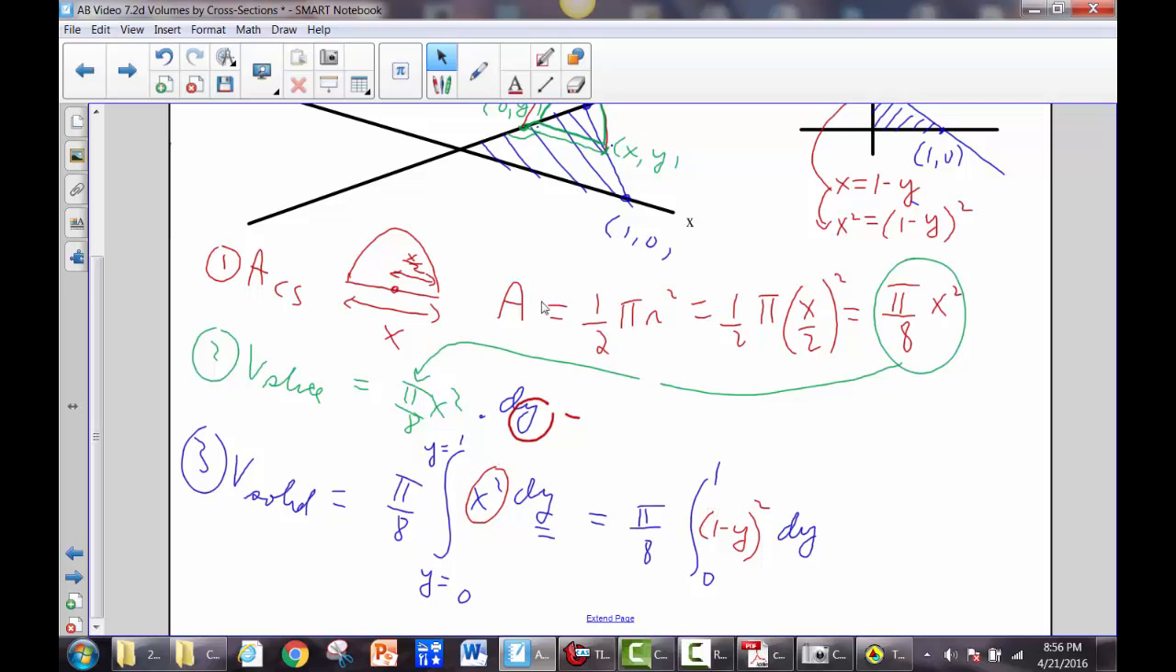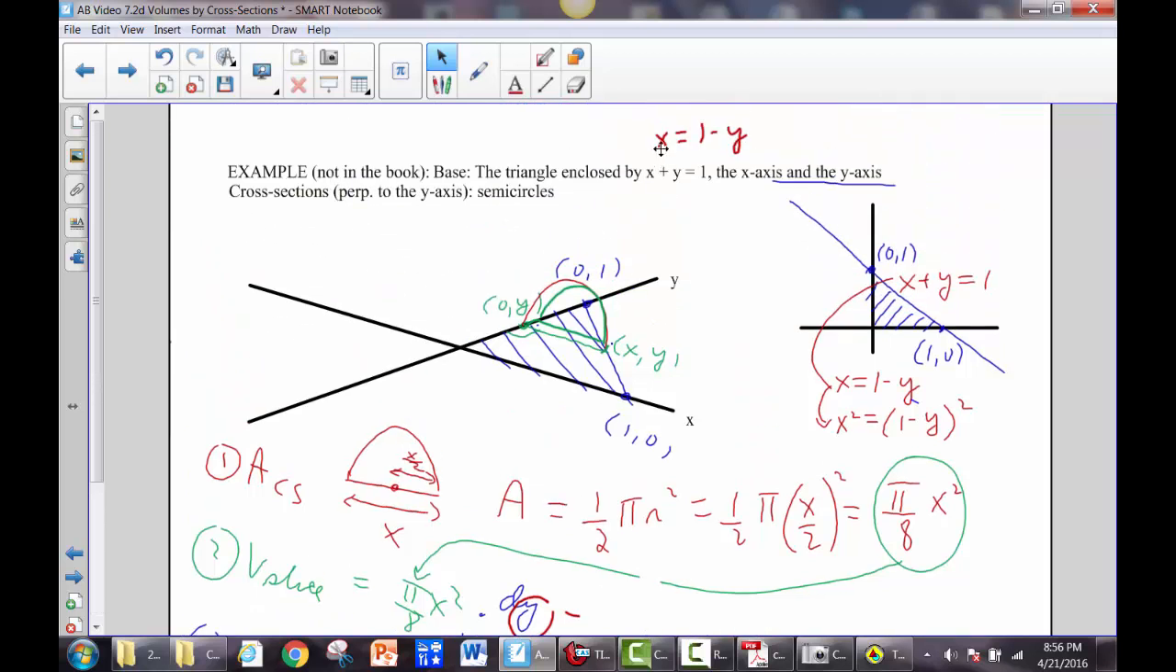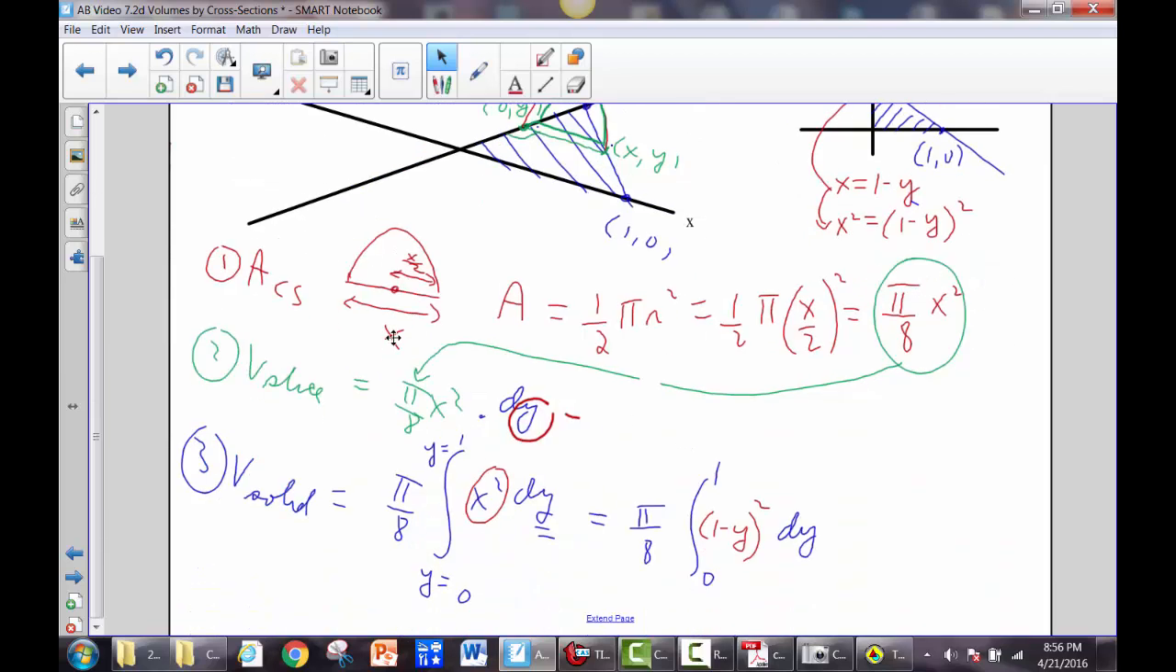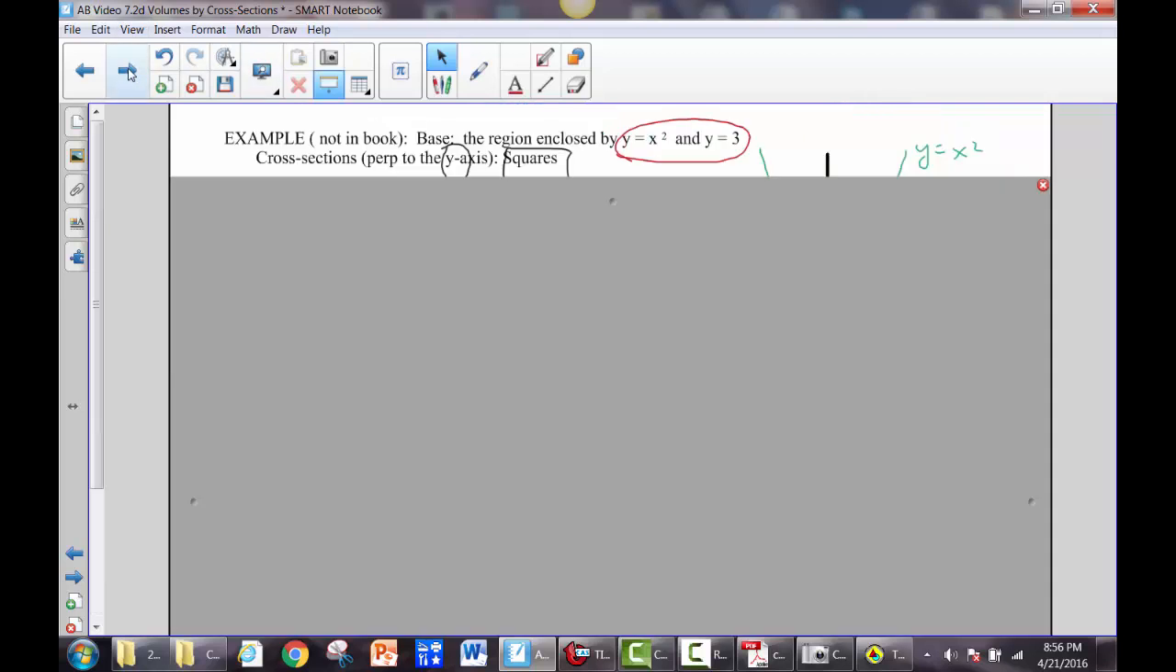And then we got to get rid of the x squared. You go back up here. X is therefore 1 minus y, and therefore x squared is 1 minus y squared. Okay, I want x squared, so x squared is 1 minus y squared.